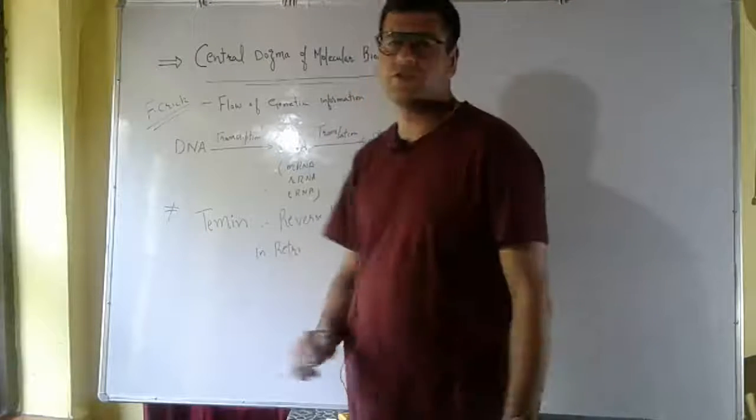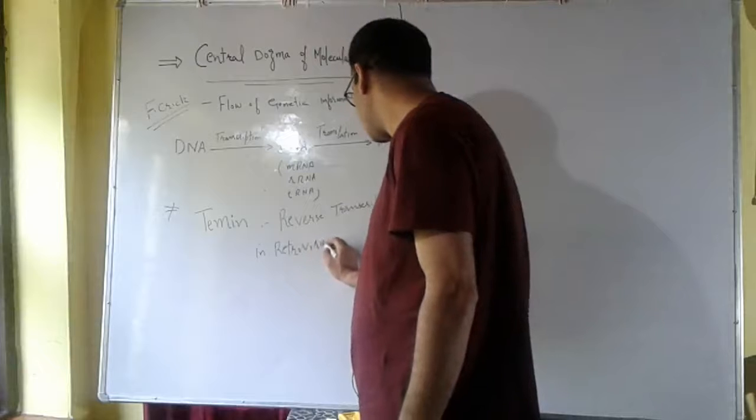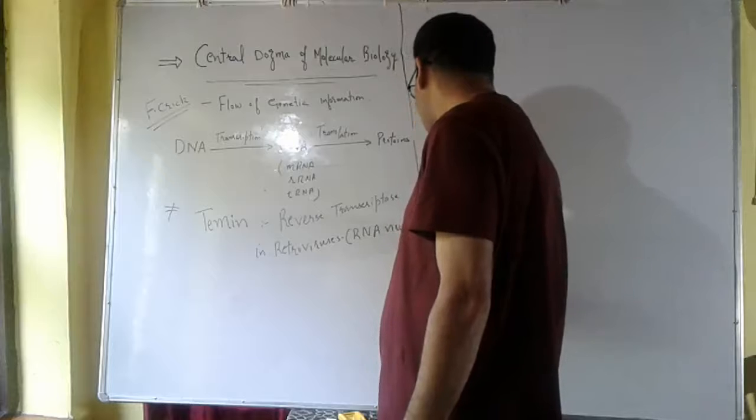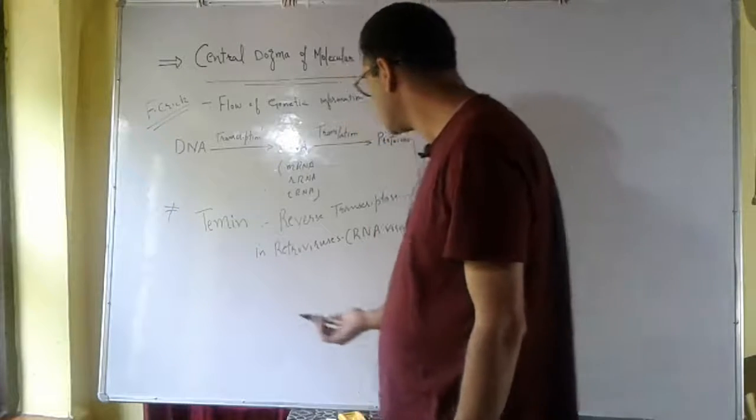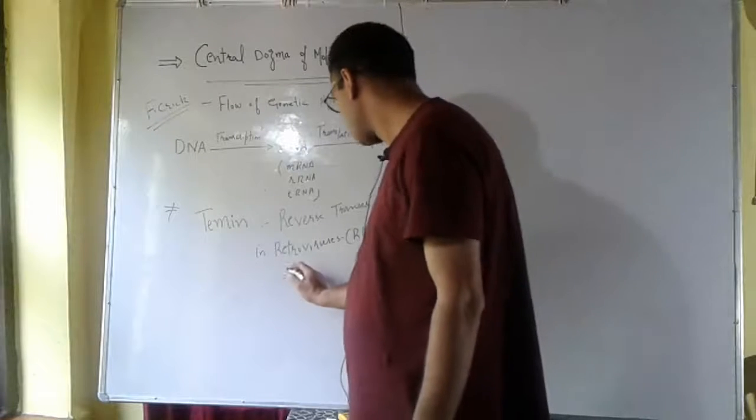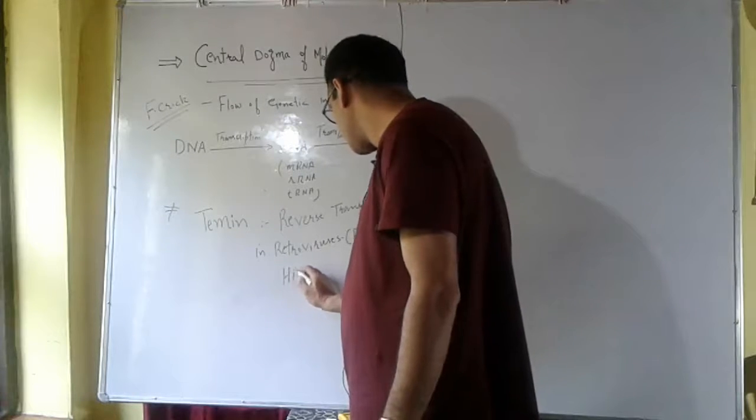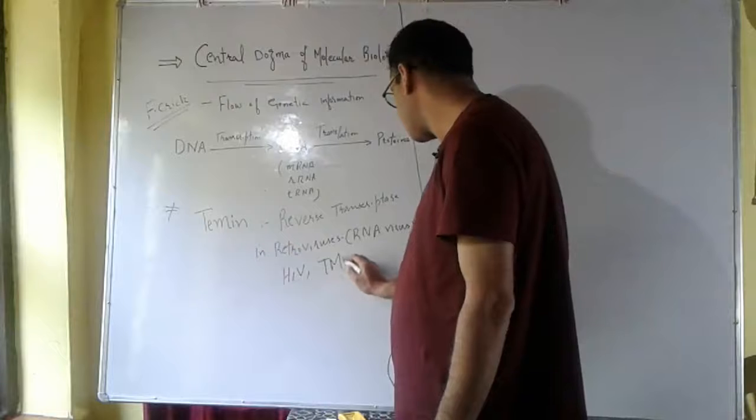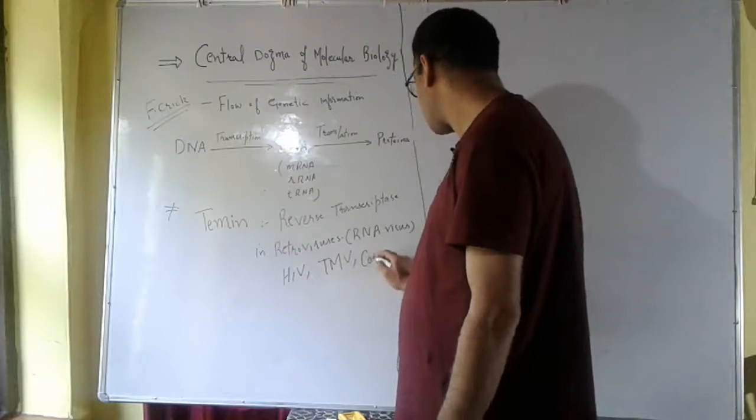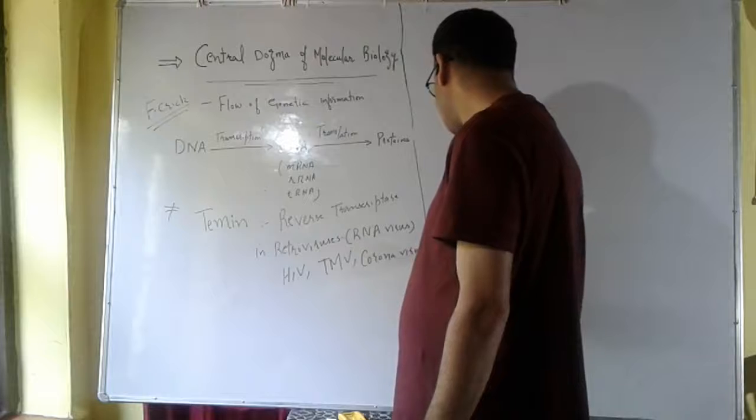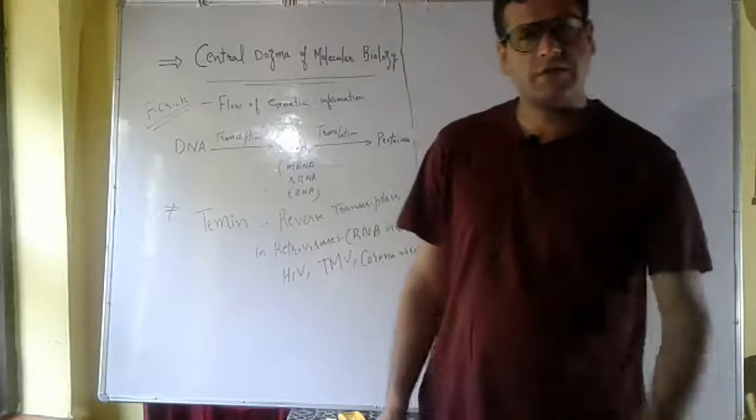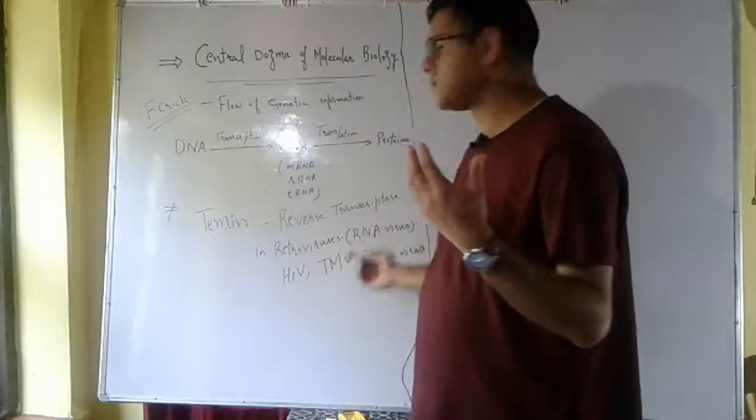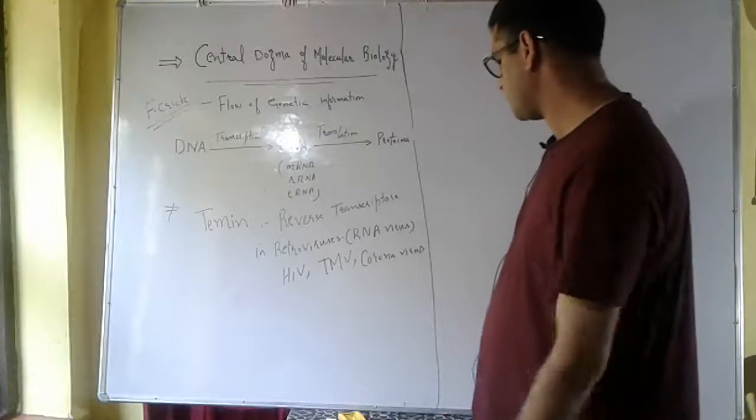What are retroviruses? Retroviruses are RNA viruses, where RNA is the genetic material. For example, we have HIV, where RNA is the genetic material. We have tobacco mosaic virus, where RNA is the genetic material. We have coronavirus, where RNA is the genetic material. So where RNA acts as a genetic material, those are called retroviruses. Temin discovered the reverse transcriptase enzyme in retroviruses.